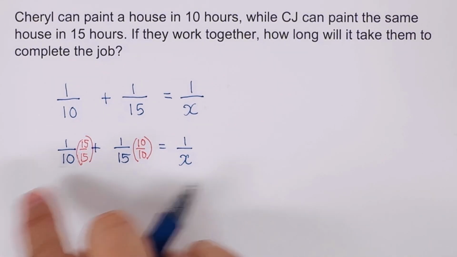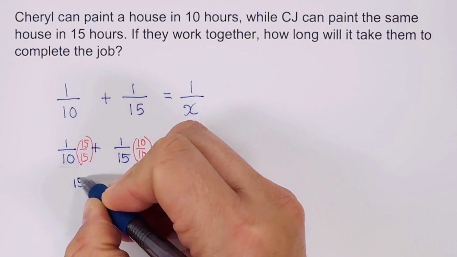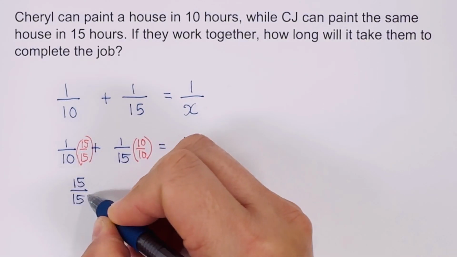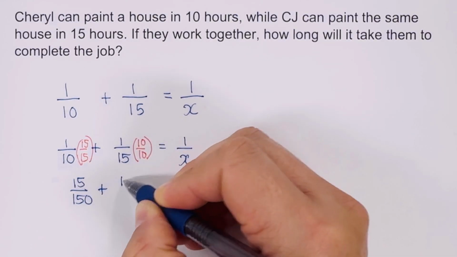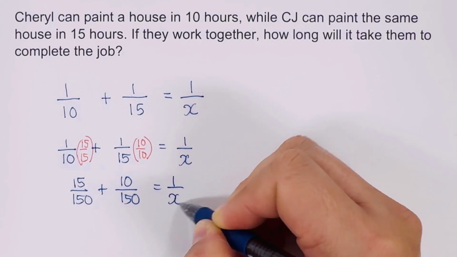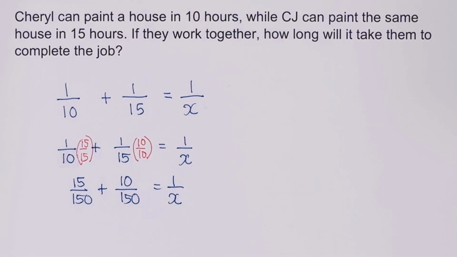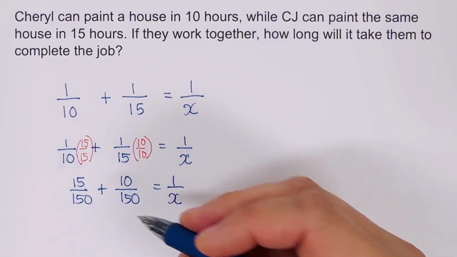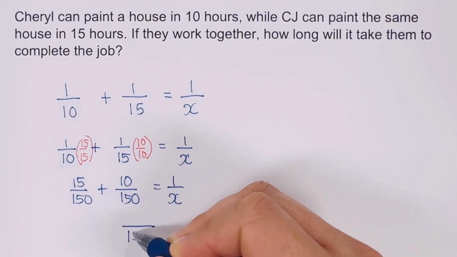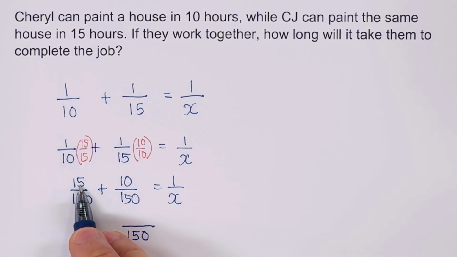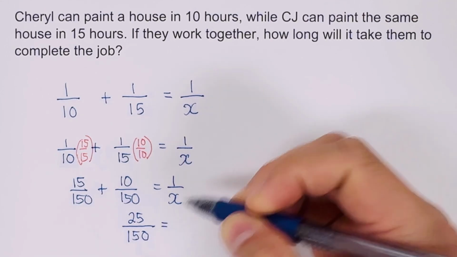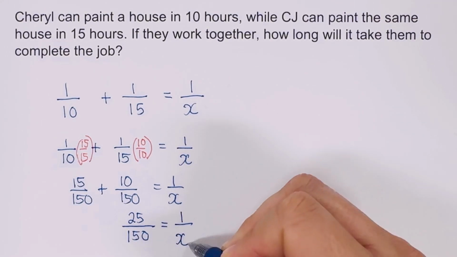So this left side of the equation comes out to 15 over, that's 1 times 15, 10 times 15 is 150, plus 1 times 10 is 10 over 150 equals 1 over x. They already have the same denominator. We can say that their common denominator is 150, and we're going to add these two together. 15 plus 10 is 25, and that is equal to 1 over x.